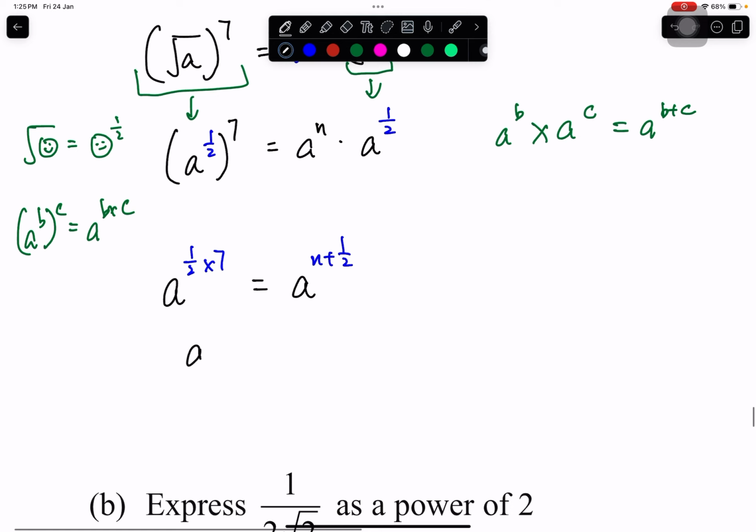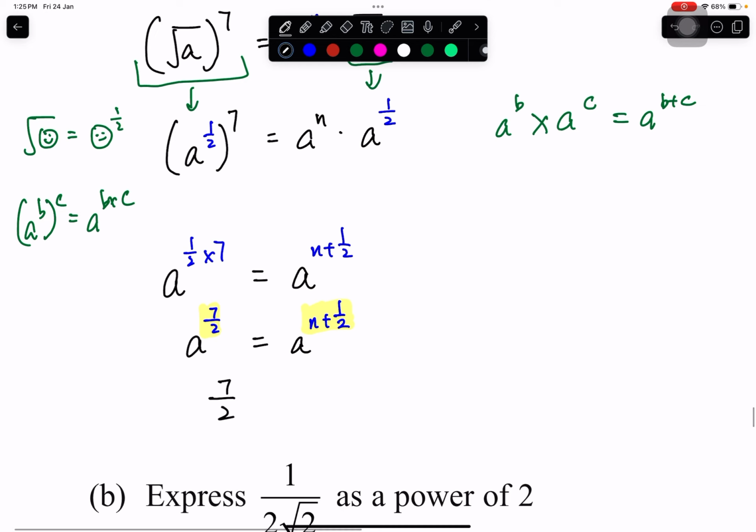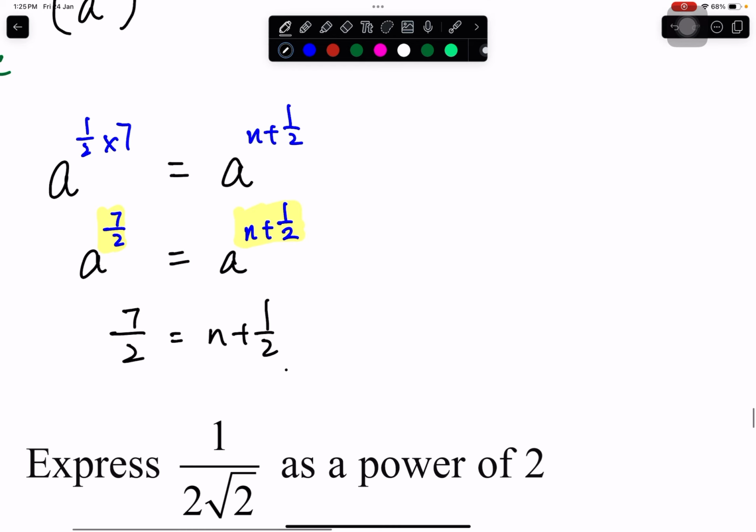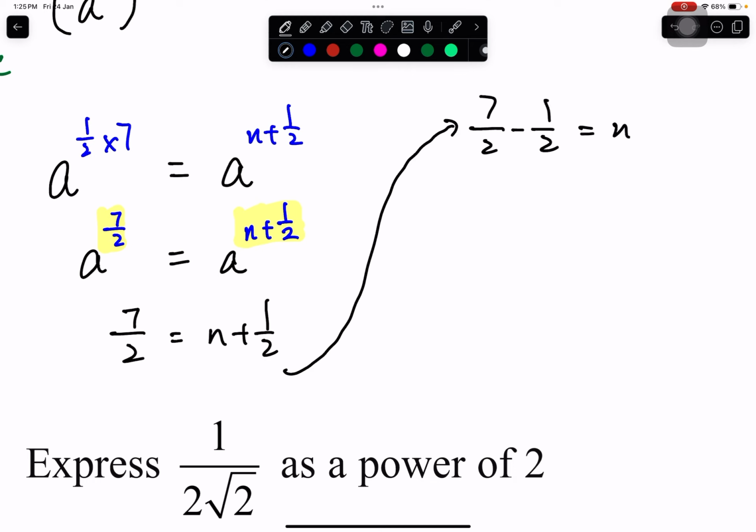So the left hand side is a to the power of 7 over 2, which is nothing special. Whereas on the right hand side, you can't simplify that because that one is an alphabet, n, and the next term is a number. But since both of the expressions now have the base of a, that means the exponent is the same, which is 7 over 2 equals n plus 1 over 2. So both sides minus the 1 over 2, 7 over 2 minus 1 over 2 will equal n. It will be 6 over 2 equals n, which is 3.